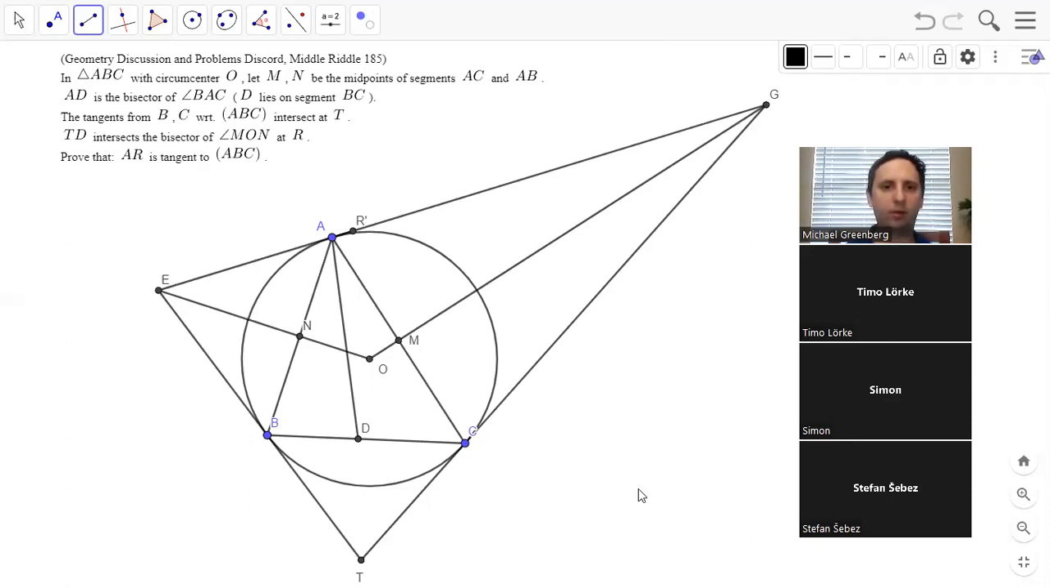Okay, so how do we define R prime here? Is it where TD intersects this, the tangent? Yeah. And so okay, we want to show that this is the bisector. Okay. All right.